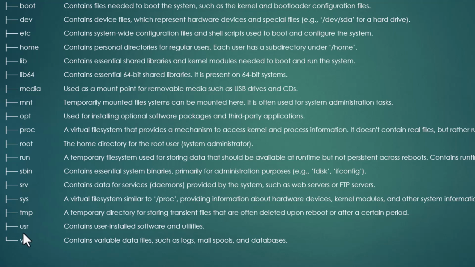There's a directory called usr, and this is where your user installed software and utilities would go. So you go out, for example, to the Ubuntu store, and you download a piece of software, and a lot of that gets installed to the usr folder. There's no E in usr, it's U-S-R. And then finally, the last guy is called var. It stands for variable. It means variable data files like logs and mail spools and things like that.